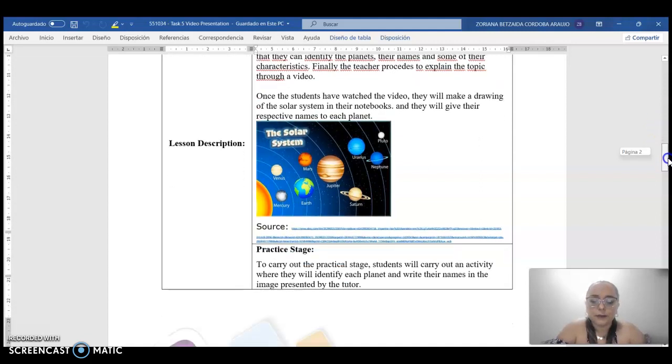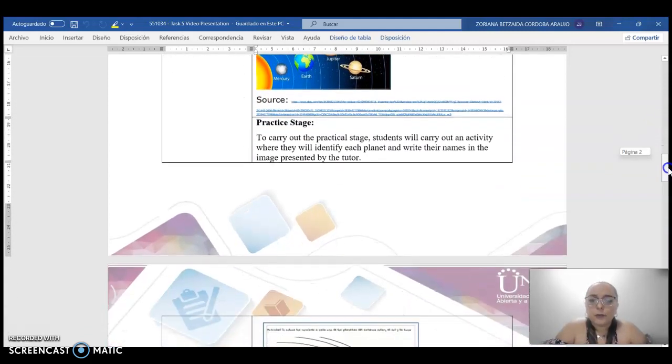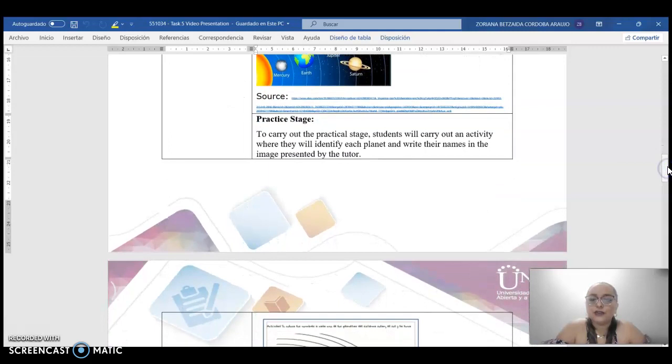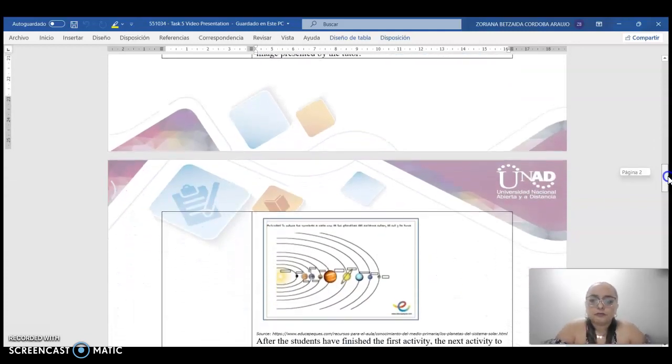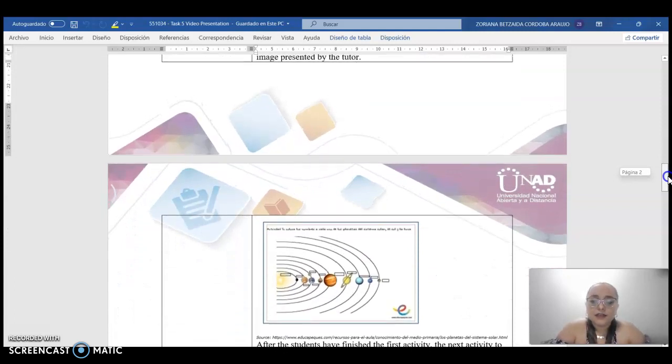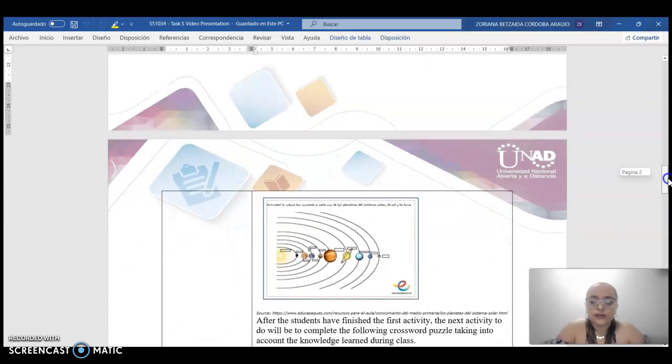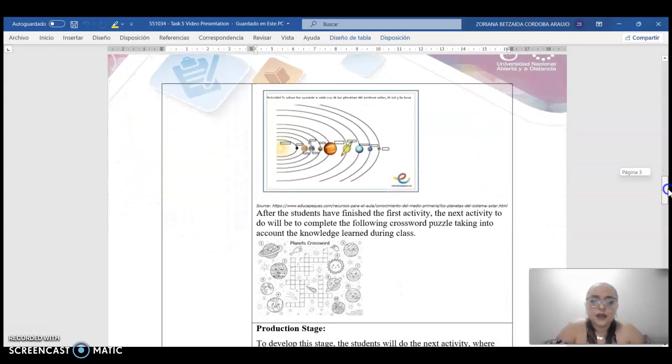Let's continue with the practice stage. To carry out the practice stage, the students will carry out an activity where they will identify each planet and write their names in the image presented by the tutor. There is an image that the tutor is going to show to the students.